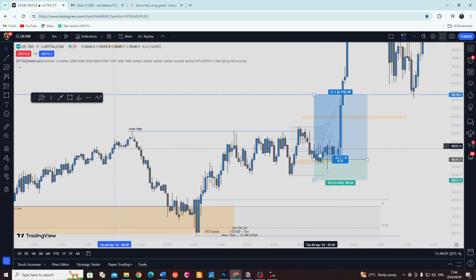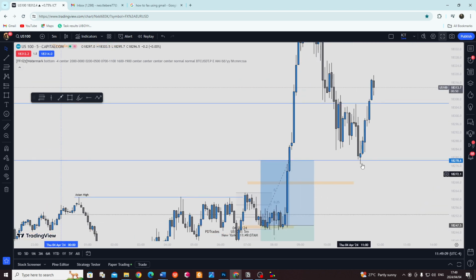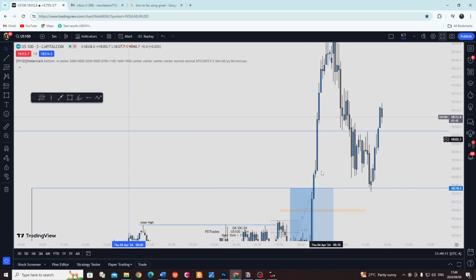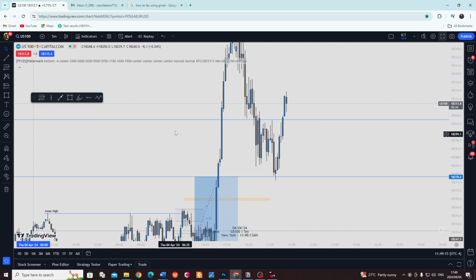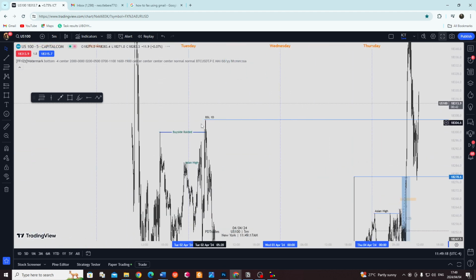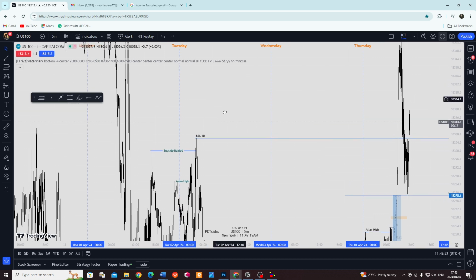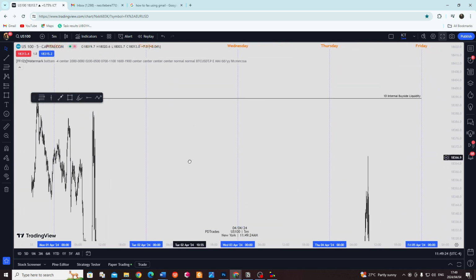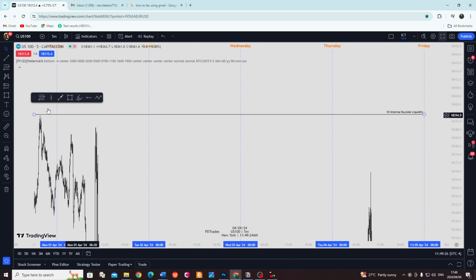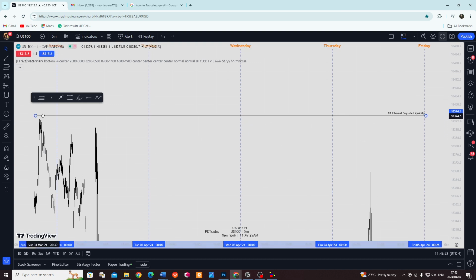So this would have been my entry. And imagine the entire thing. So maybe I would have put my first TP here, then my second TP. Let me show you. My first TP would be here, and my second TP would be here. But what I want to see is the market taking out this guys here.